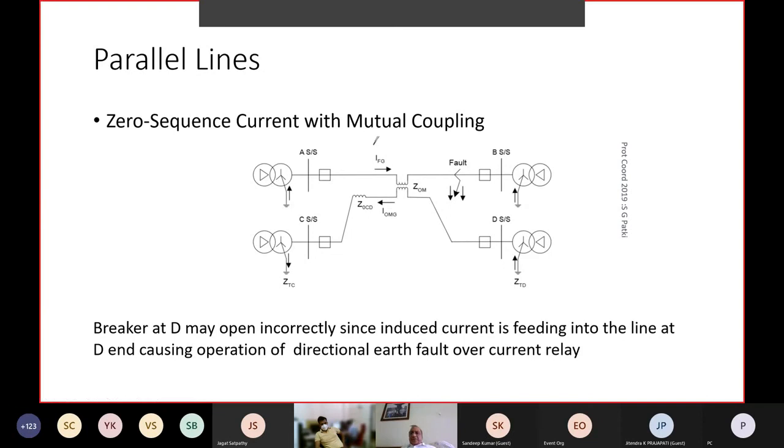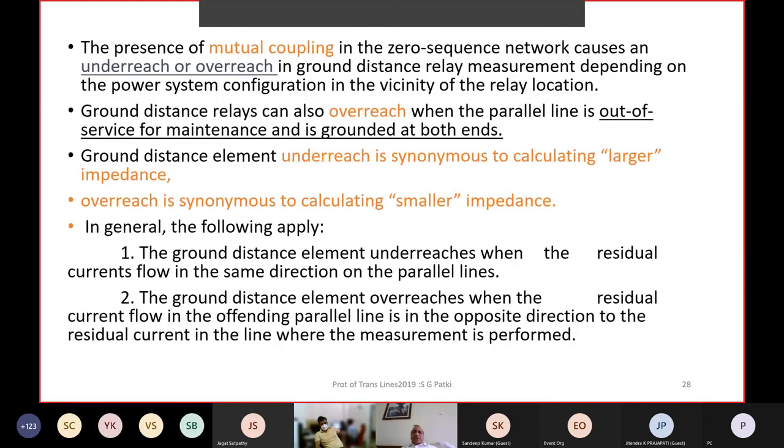Not so much for face-to-face fault, because there is no earth fault compensation factor which is required for face-to-face fault. So one way to tackle such a problem of mutual coupling and to avoid underreach or overreach, of course, is by way of compensating for maximum possible error which can occur depending on how much mutual coupling effect is there. So you accordingly reduce the reach of the zone 1. Instead of keeping it 80%, keep it only 70%.